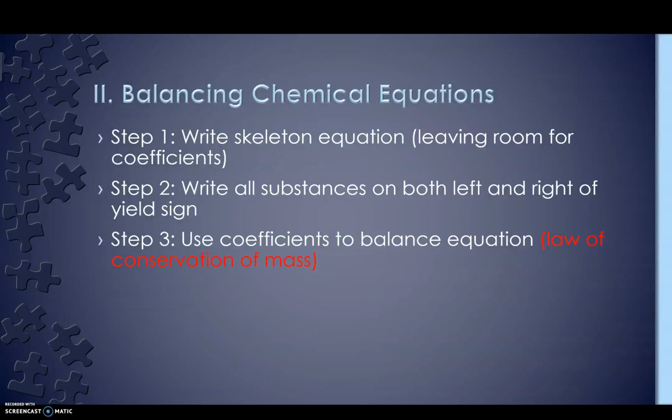Okay, so here are your steps to balancing chemical equations. Step one is you just write the skeleton equation. Just make sure you leave room for the coefficients. You're going to write your substances on both the left and the right of the yield sign. And then you use the coefficients to balance the equation. Don't forget your law of conservation of mass. So if you have 10 hydrogens on the left, you need to have 10 hydrogens on the right. You can't just lose them. We can't get rid of stuff because physics and chemistry say we can't do that.